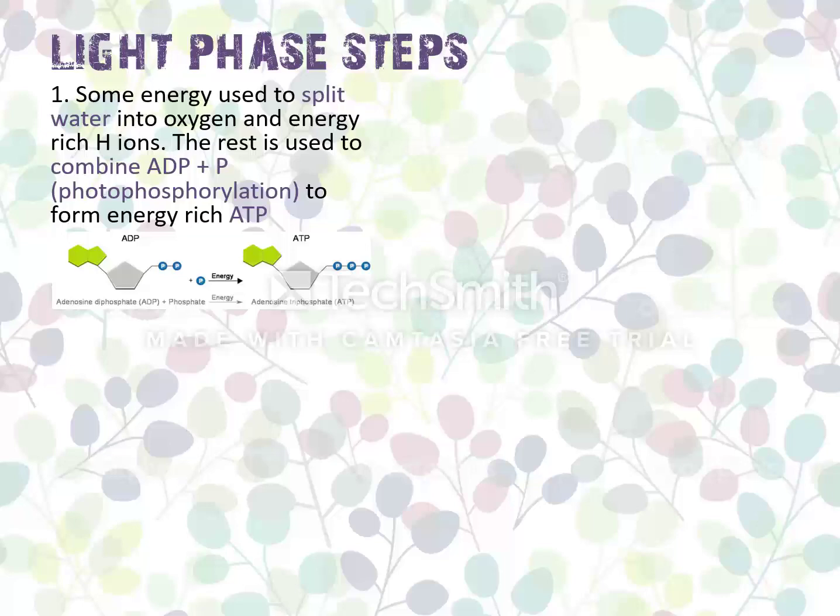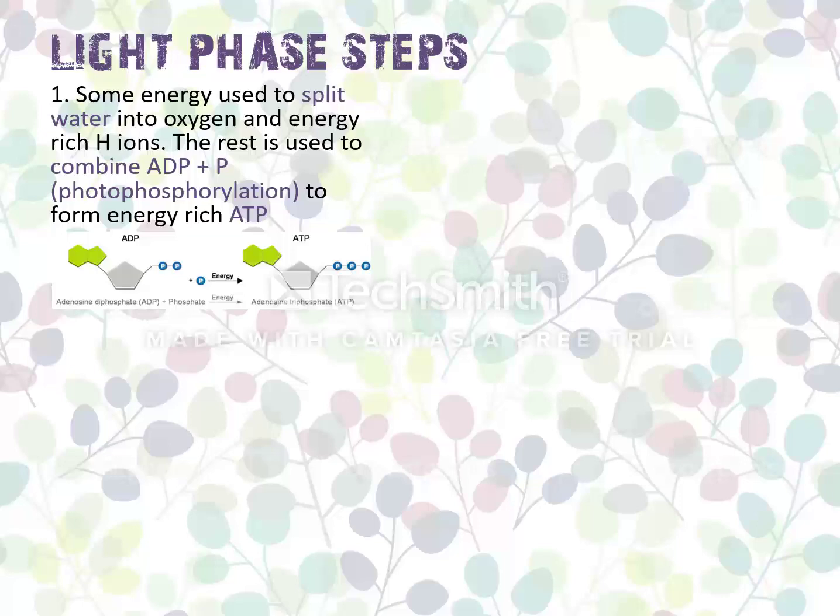Okay, so from that radiant energy that is absorbed, some of it is used to split water. Now remember, water was a requirement. If it says some energy is used to split water, it means water is a requirement for the light phase. Remember, water travels up the xylem from the roots. So some of the radiant energy is used to split water into oxygen and hydrogen ions. Remember, in science, water is H2O. We know that from our formula as well.